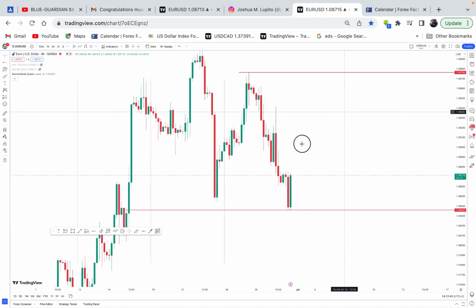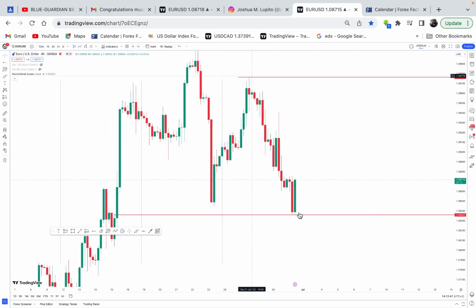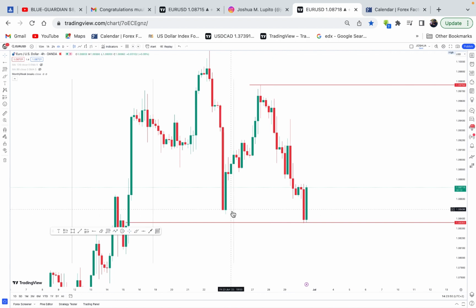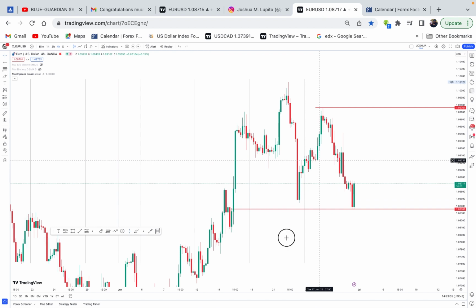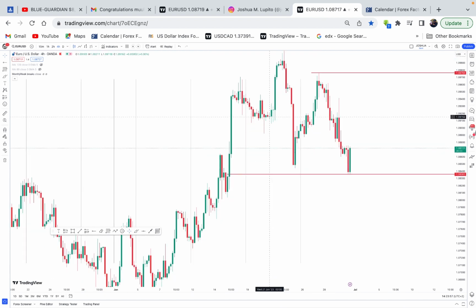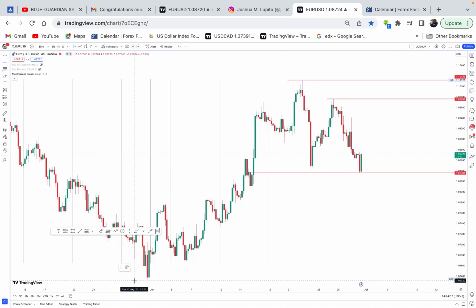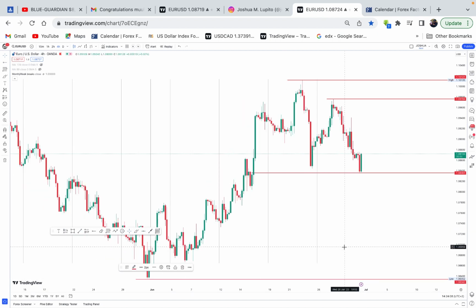Currently, this is our high, and this is our new low, since this low was respected. But if we were to take the overall highs, this is our overall high, and this is our overall low at this particular point.